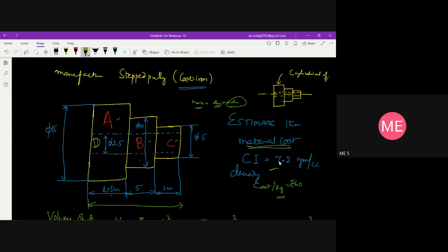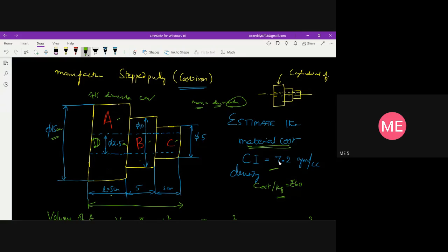So A diameter is given as 15 centimeter, and here 2.5 centimeter is given. All dimensions are in centimeter. Length is 5 centimeter, 5 centimeter, and 5 centimeter. So part A is 15 centimeter diameter, part B is 10 centimeter diameter, and part C is going to be 5 centimeter diameter.